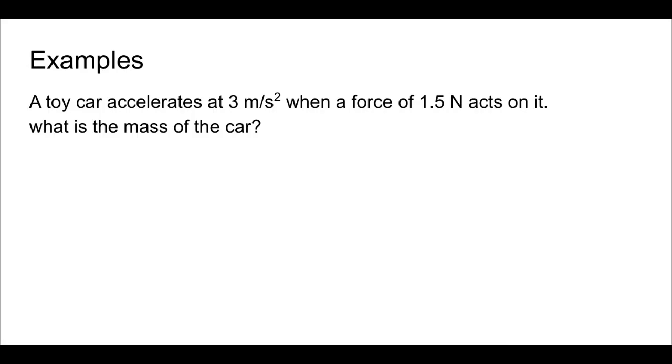Here's the last version. We worked out a force, then we worked out an acceleration, now we're going to work out a mass. So we've got a toy car accelerating at 3 meters per second squared when a force of 1.5 newtons acts on it. What's the mass of the car? So if I want to do it using the rearranged version, it's going to be that one. So let's do it this way first. My force is 1.5, my acceleration is 3, and that's going to give me 0.5 meter, oops, no, not meters per second squared. I'm working out a mass, aren't I? 0.5 kilograms.